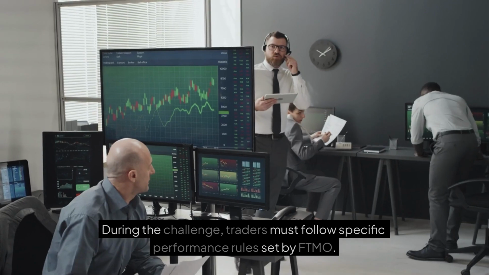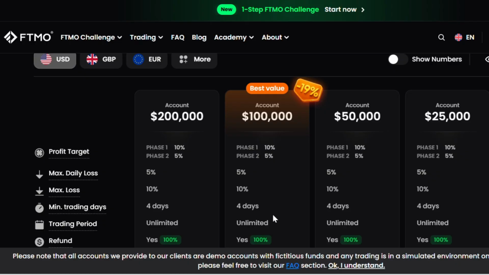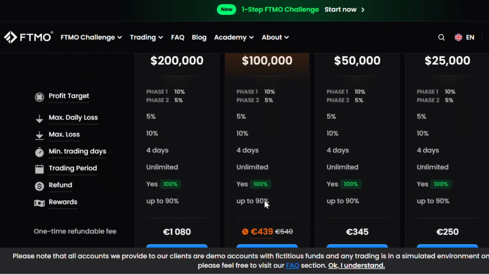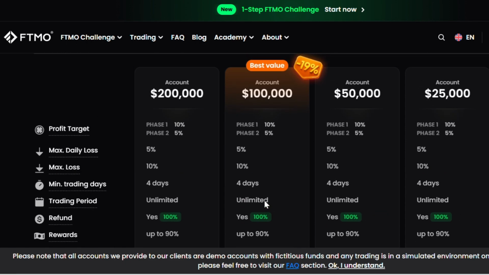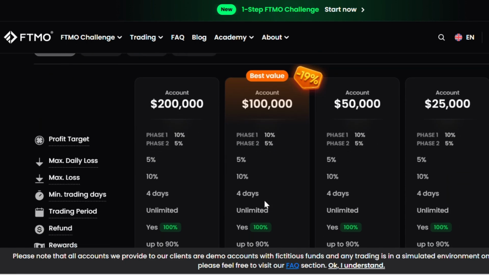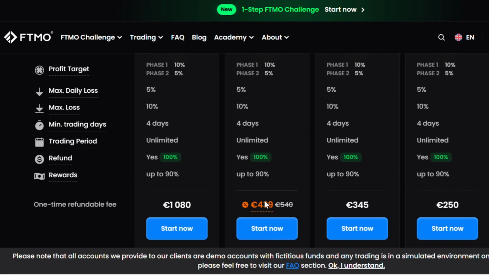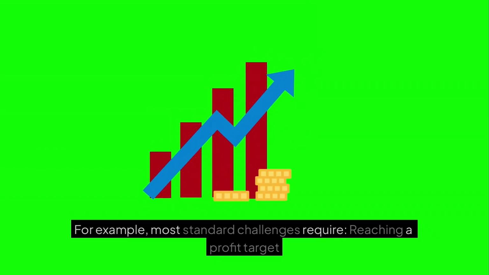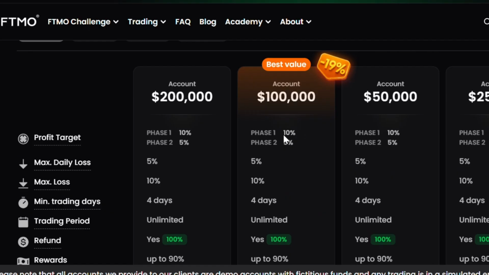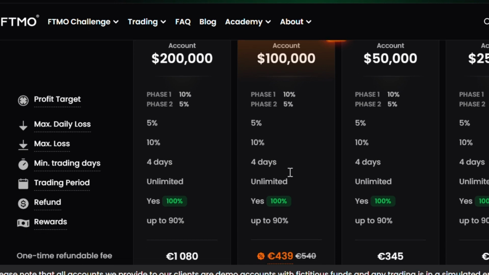During the challenge, traders must follow specific performance rules set by FTMO. The main objective is to reach a profit target while staying within the risk limits. For example, most standard challenges require reaching a profit target, respecting the daily loss limit, staying within the maximum overall loss. The challenge must also be completed within the allowed trading period. This stage tests whether the trader can manage risk and trade consistently.